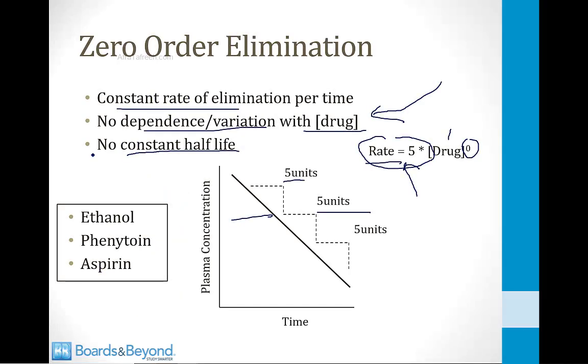So going back to this slide, these are the key points to remember about zero order elimination. There is a constant rate of elimination per time. That rate does not depend on the concentration of the drug, and there is no constant value for the half-life. And there are 3 classic drugs that are held up as examples of drugs that undergo zero order elimination. Those drugs are ethanol, phenytoin, and aspirin.